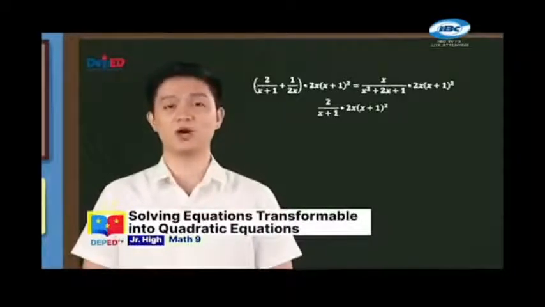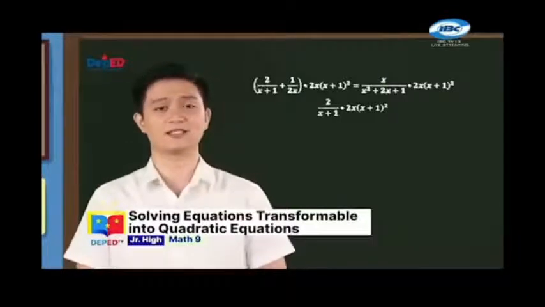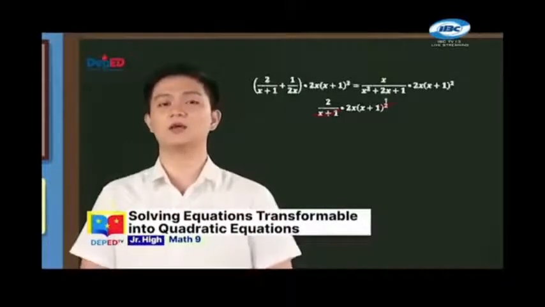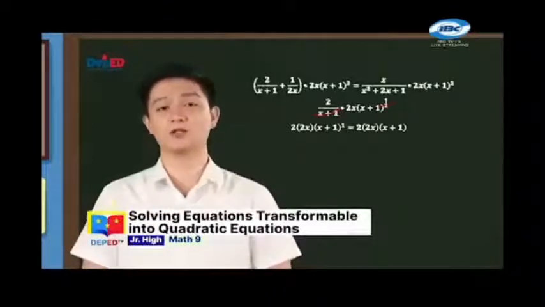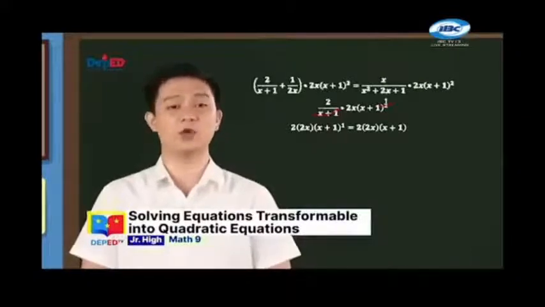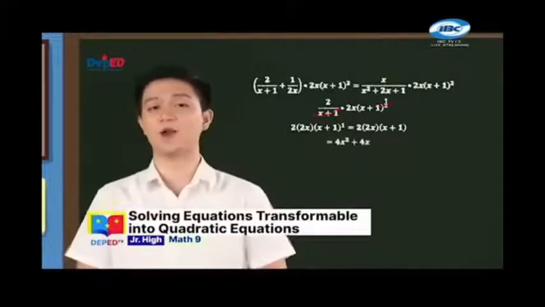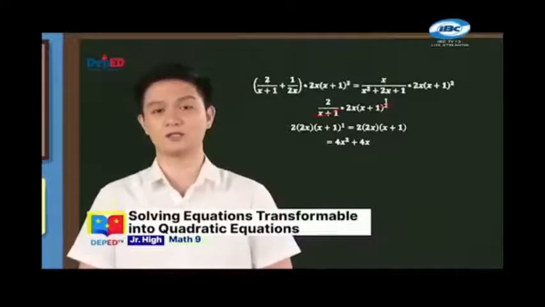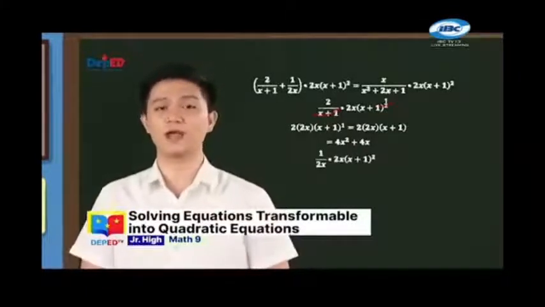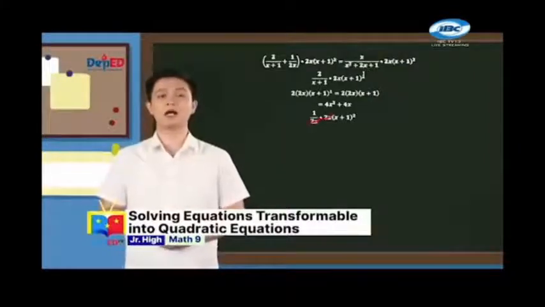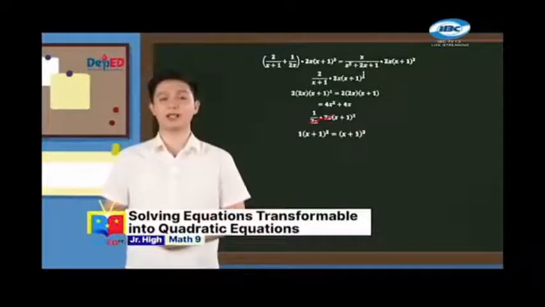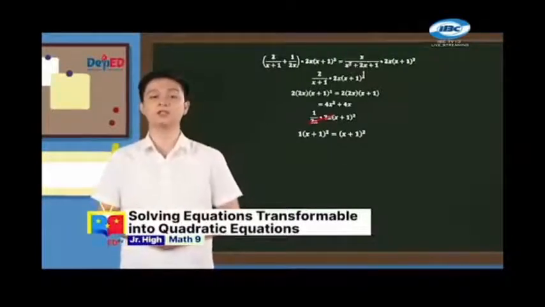2 over x plus 1 times the LCD is equal to what? By cross cancellation, we must get 2 times 2x times the binomial x plus 1 raised to 1, or simply 2 times 2x times the binomial x plus 1. And the product of these quantities is 4x squared plus 4x. 1 over 2x times the LCD is equal to what? By cross cancellation, we must get 1 times the square of the binomial x plus 1, or simply the square of the binomial x plus 1, which when expanded is equal to the trinomial x squared plus 2x plus 1.